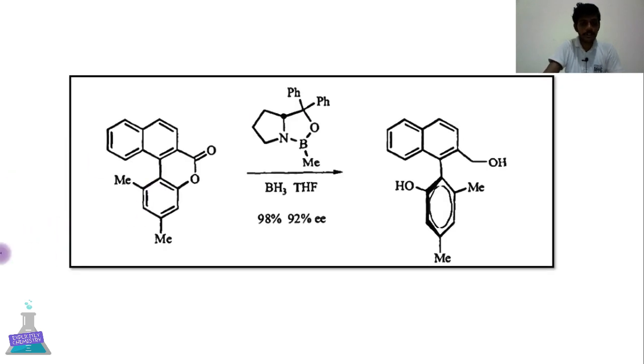You see this example. This is the starting material. Here this is the catalyst and BH3 THF is added. Here the THF is the ligand and BH3 is added over here. This is 98% and 92% enantiomeric excess. This ketone is converted into alcohol. Thus, this achiral ketone is converted into a chiral alcohol. This is the CBS reduction.